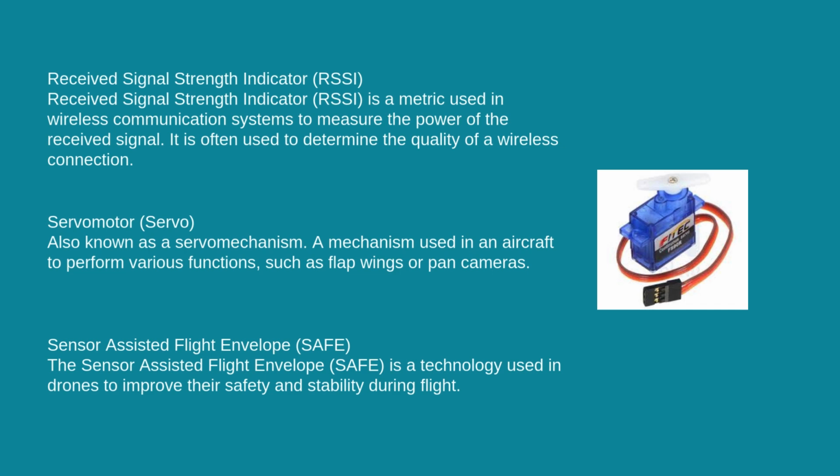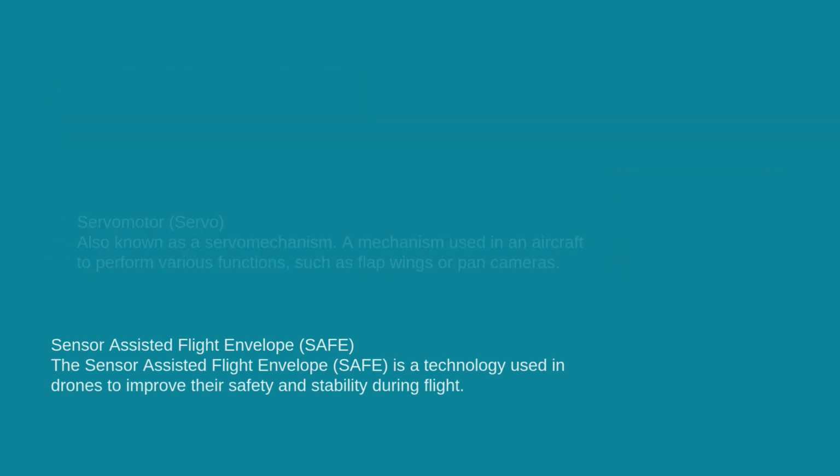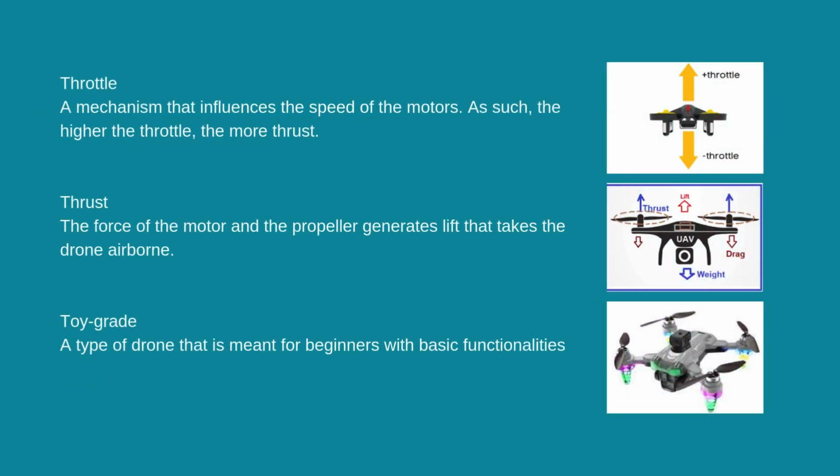Servo motor, servo, also known as a servo mechanism. A mechanism used in an aircraft to perform various functions, such as flap wings or pan cameras. Sensor-assisted flight envelope, SAFE, is a technology used in drones to improve their safety and stability during flight. Throttle, a mechanism that influences the speed of the motors.